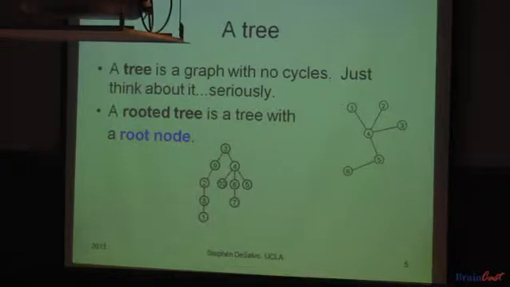Now, a tree is a graph with no cycles. That's why I've defined the words tree, graph, and cycle. So you think of any graph you want, and it's going to be simple. So forget about directional edges for the moment. Just edges there or not there. If there are no cycles, it's actually a tree.